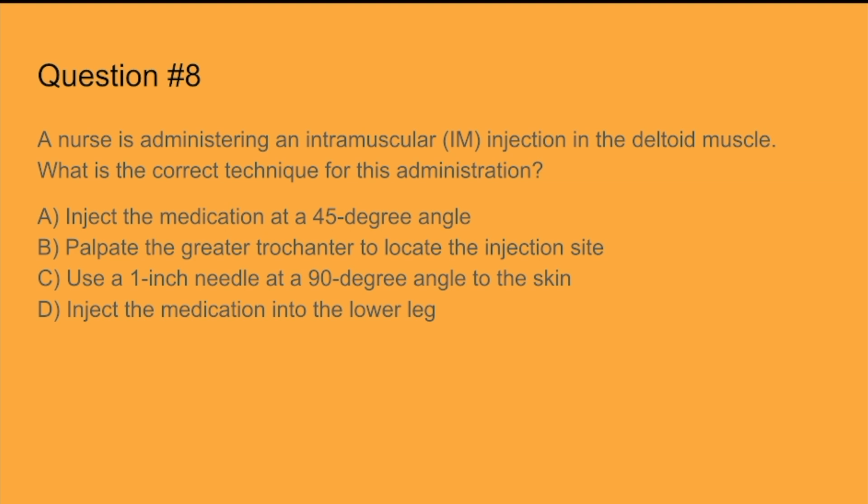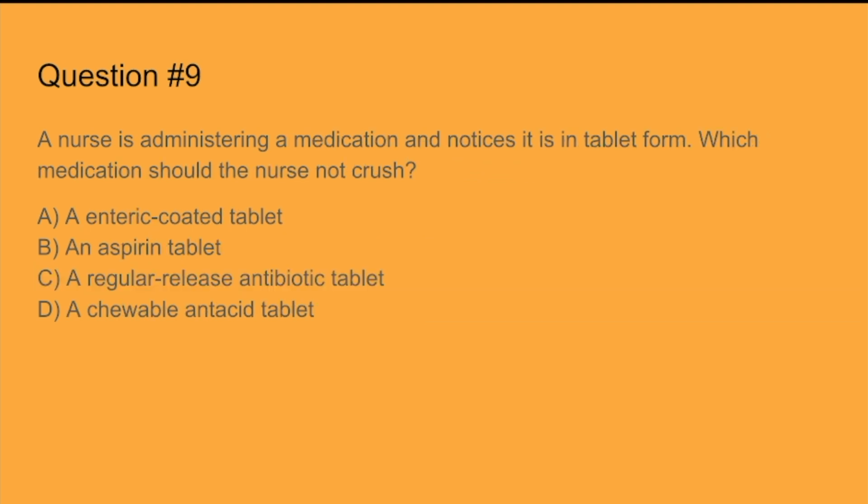C, use a 1-inch needle at a 90-degree angle to the skin. This is the answer. Or D, inject the medication into the lower leg. The lower leg would be the ventrogluteal site, not the deltoid muscle site. So that is why D is incorrect and C is correct. We want to use that 1-inch needle, making sure we're putting it into the patient's muscle at that 90-degree angle to ensure it's at the right location.